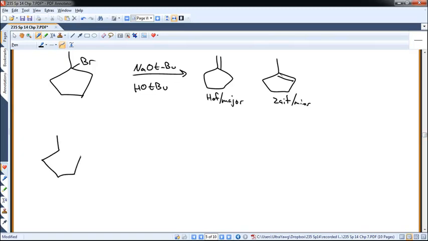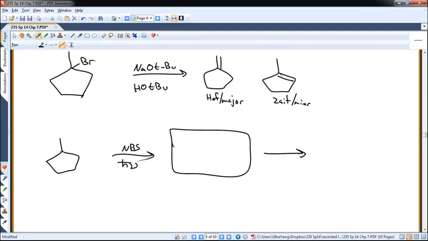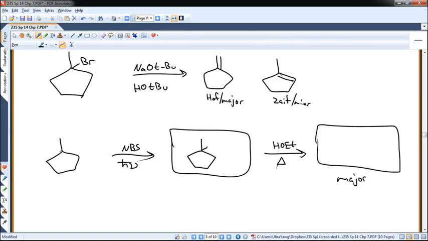A good thing I like to do is stuff like this. I like to ask, why is this? NBS, hv, gives you some product and you guys have to fill in the box. And then I have HOEt and heat, and then give me the product of that, and this will be major, right? I love structuring questions like this. You say, well, what's this first step? If I had NBS and light and I add it to this molecule, what do I necessarily have to get? By a factor of 19,400, I get that. And then I identify that I'm doing elimination chemistry.